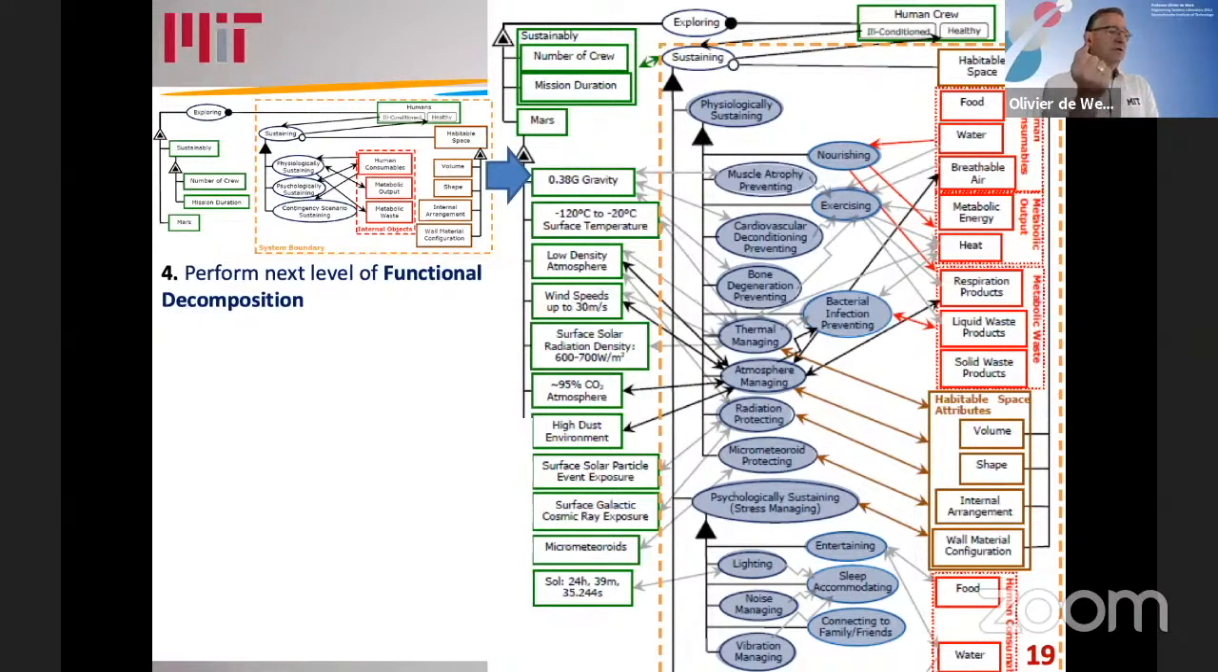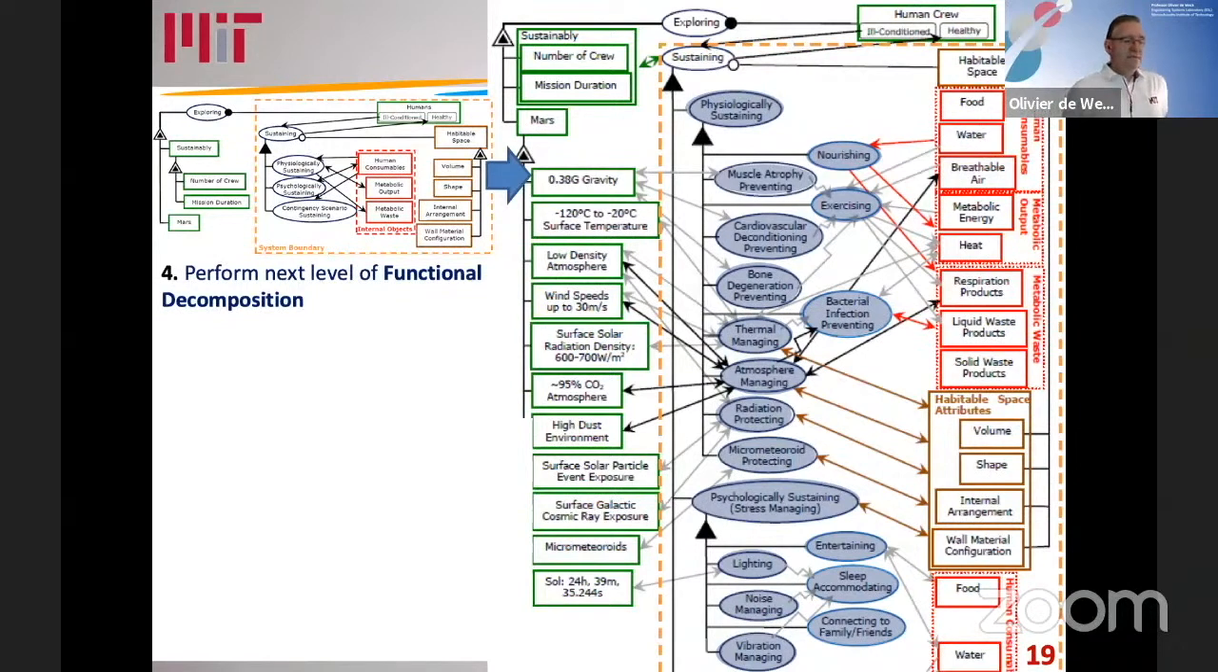We need to manage the thermal environment, the atmosphere, and protect from radiation and micrometeorites. We also need to prevent humans from getting bacterial or viral infections. And the other function was to psychologically sustain humans, meaning manage their level of stress.